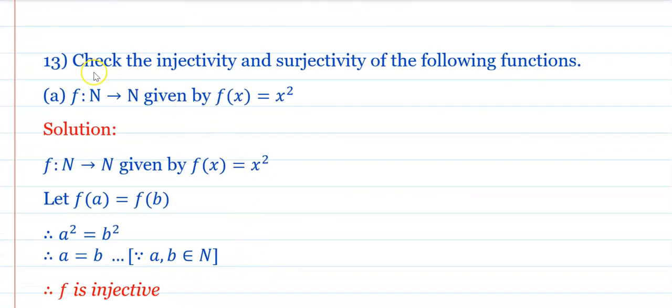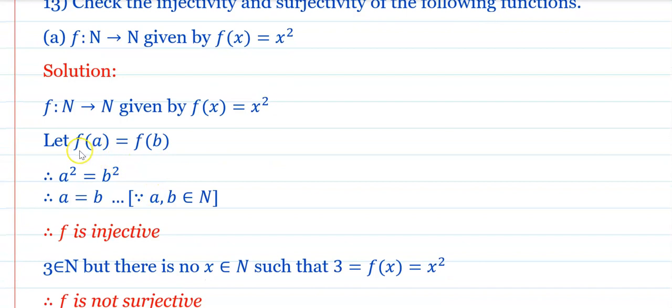Now the next question number 13. Check the injectivity, means what? One-one. Surjectivity means what? Onto. Of the following functions. Function कसा define केलेला आहे? f from N to N given by f of x is equals to x square. The function is defined as N to N given by f of x is equals to x square.